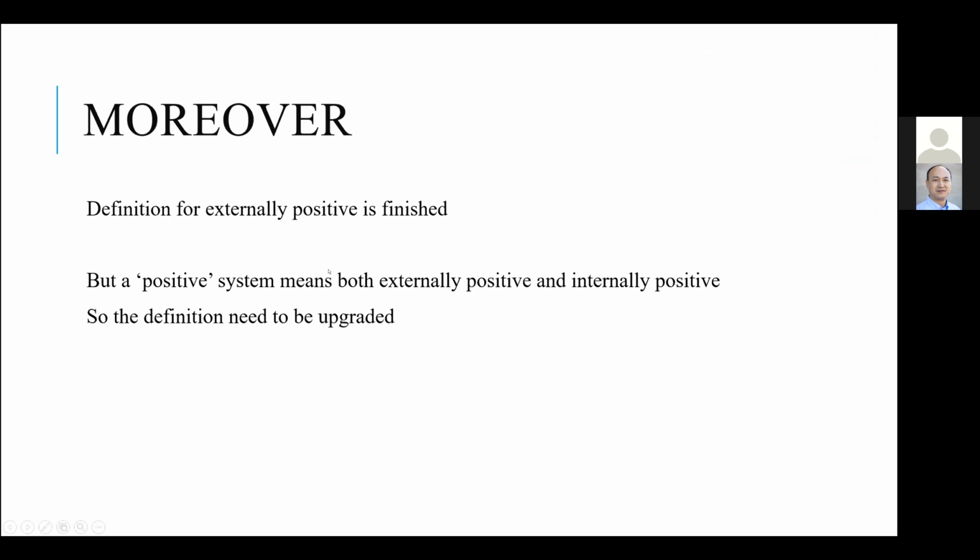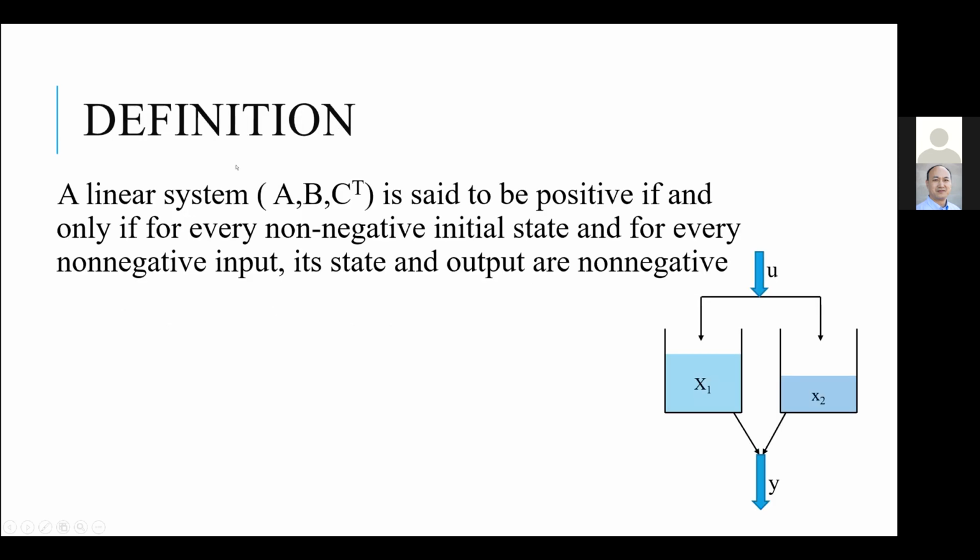Positive also means the externally plus the internally, so we want them to be true together. The definition is: a linear system is said to be positive if and only if for every non-negative initial state and for every non-negative input, its state and output are all non-negative. That means if u is positive and x1, x2 are positive, then y is positive. So everything is positive. That makes sense, right?